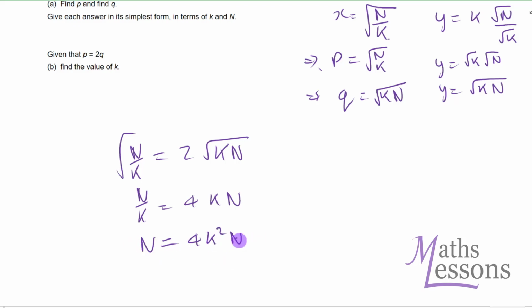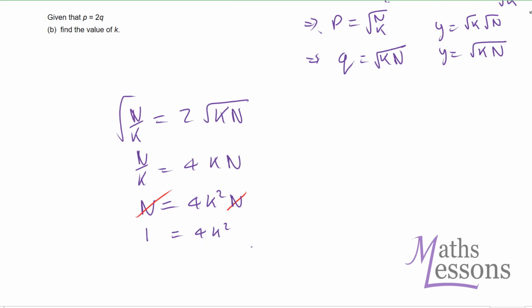So we can actually cancel out the n's. n divided by n is going to leave us with a 1 here, and then we're going to get 4k squared. So we get 1 over 4 equals k squared. Therefore k will equal the square root of a quarter, which is plus or minus a half.